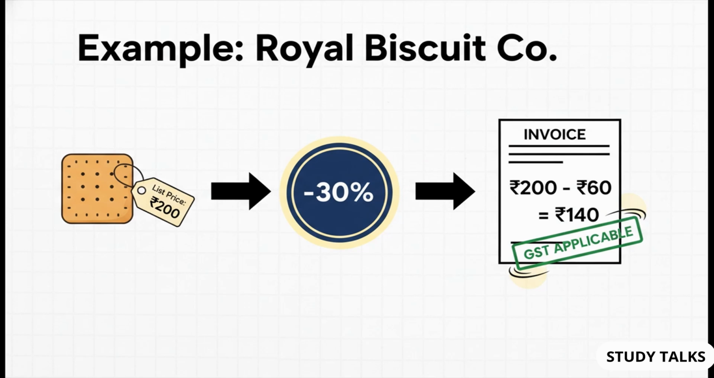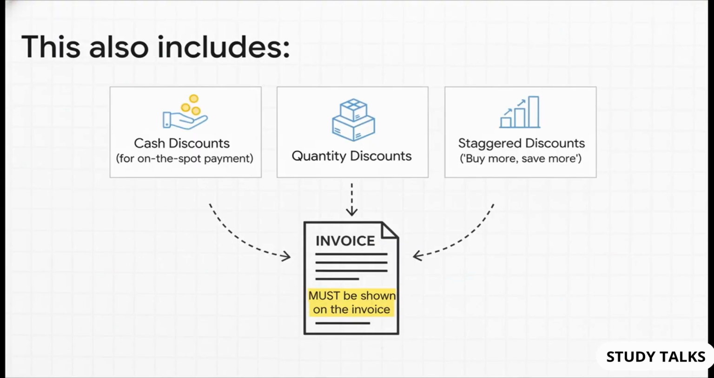It's perfect. And this simple rule isn't just for your standard trade discount. It also covers things like cash discounts for paying right away, or quantity discounts for buying in bulk, or even those buy more, save more kind of offers. The one key thing to remember is this: as long as it's shown on that invoice, you're good to go.